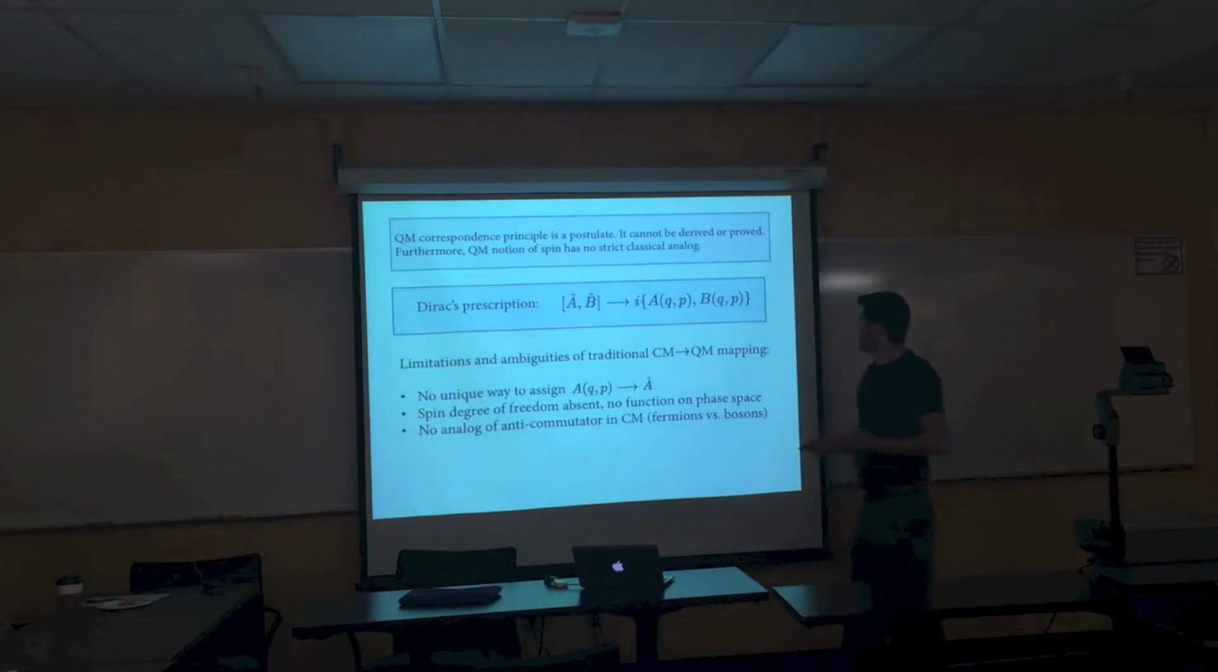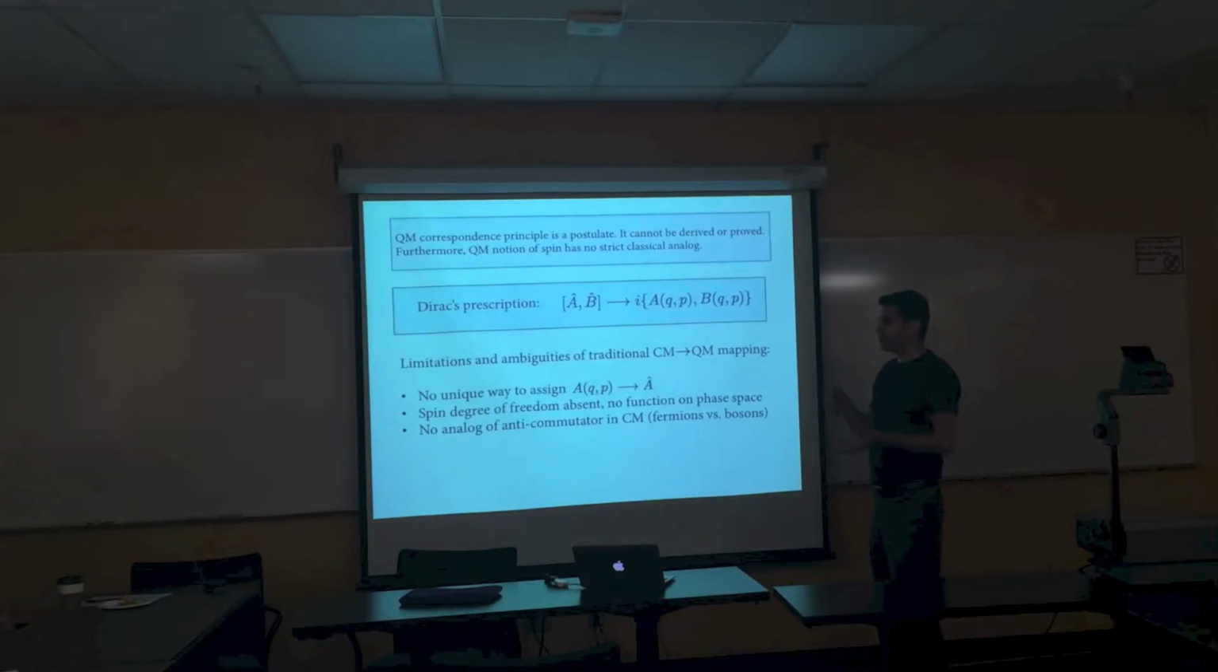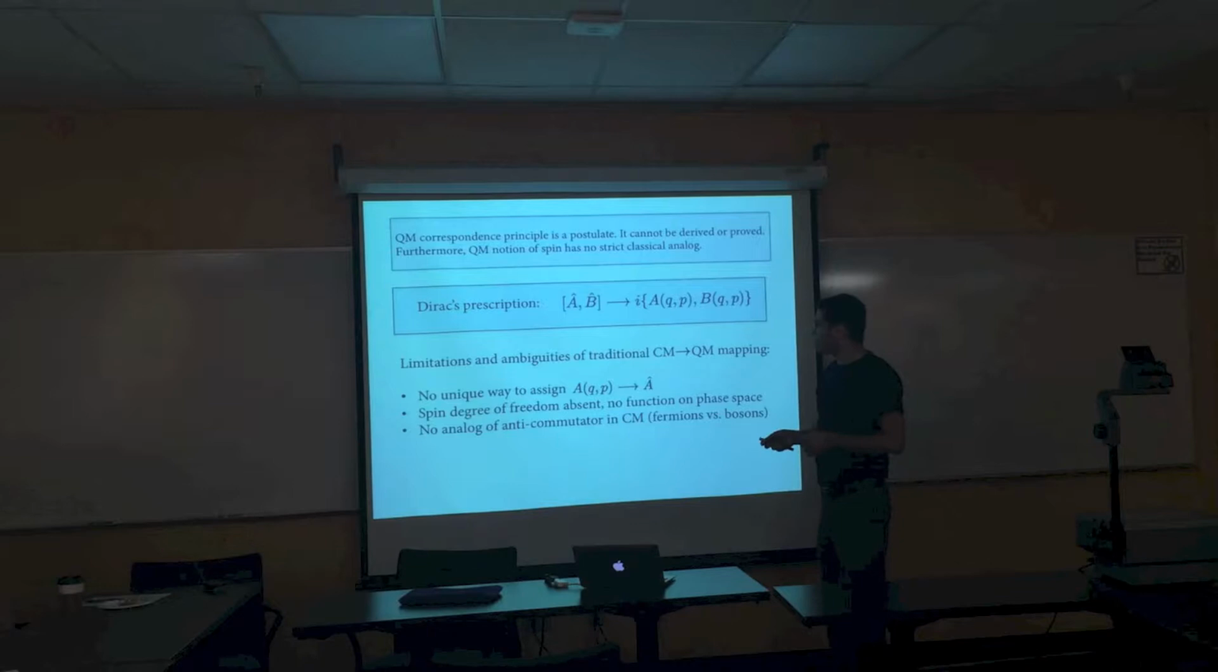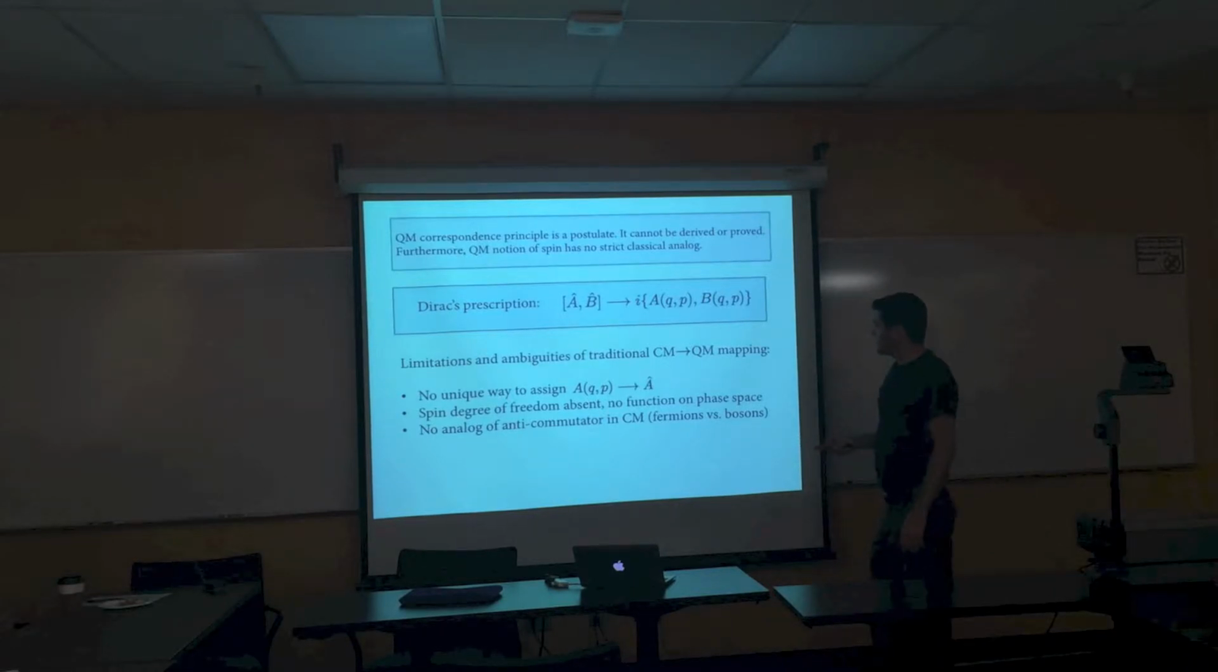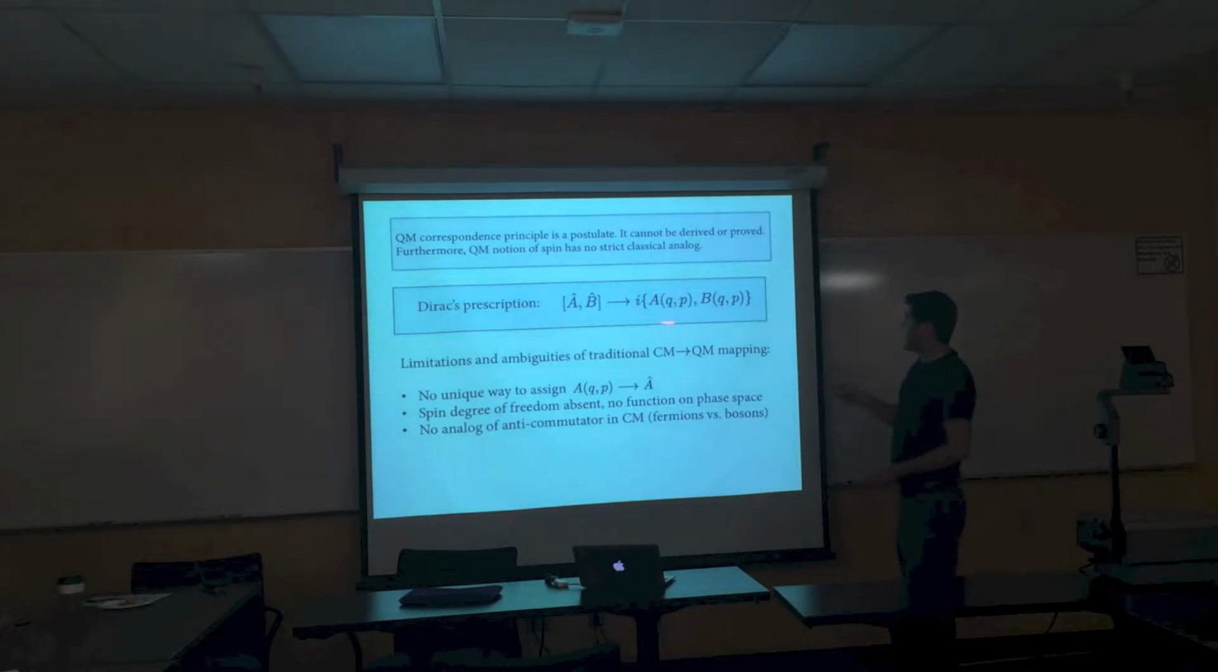And of course, there are limitations and ambiguities in the traditional mapping from classical to quantum pictures, because first of all, there is no unique way to assign an operator to a classical function of phase space variables, simply because P and Q don't commute. So then we resort to these weird symmetrizing rules of adding xp plus px and dividing by 2, and all those textbook examples, right? Also, the spin degree of freedom is absent in this kind of mapping, because spin is not a function of phase space variables.